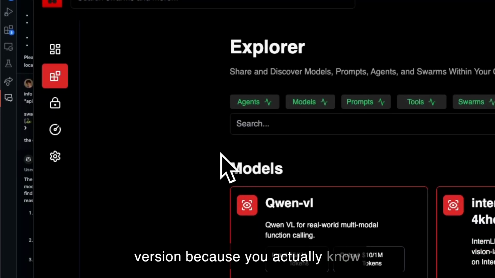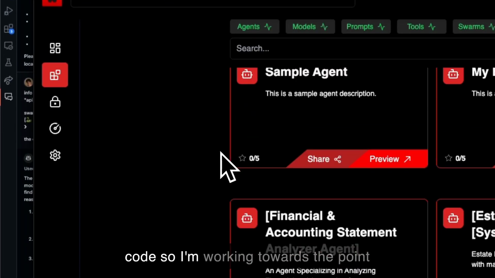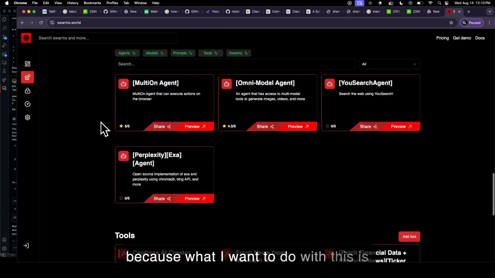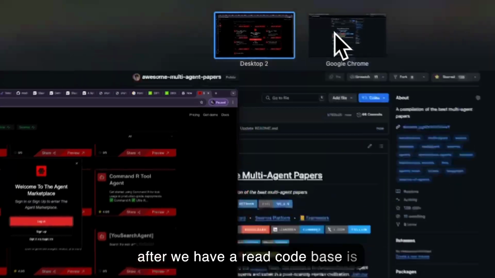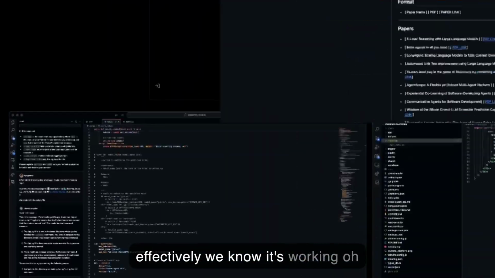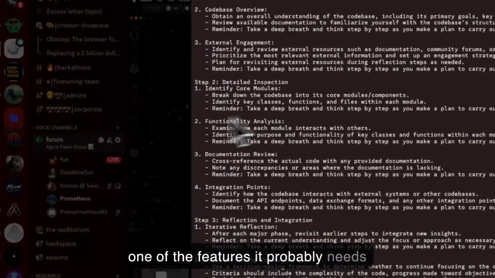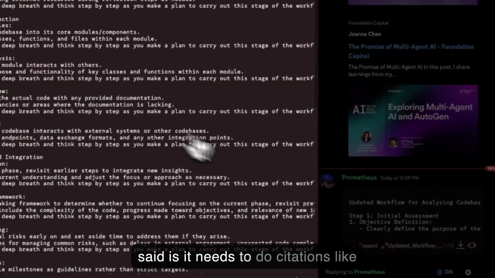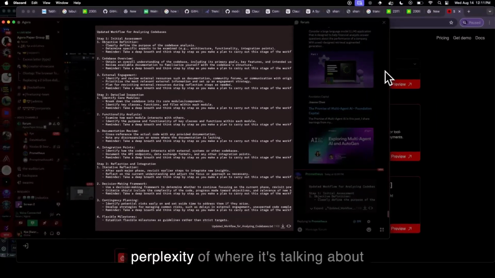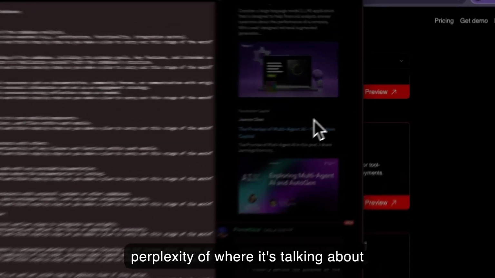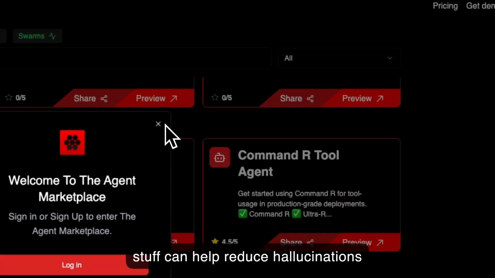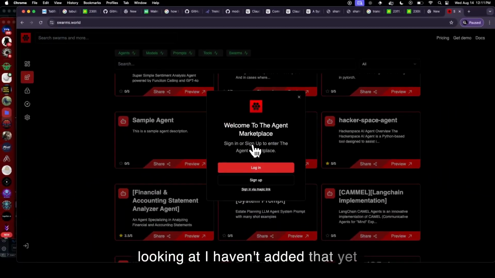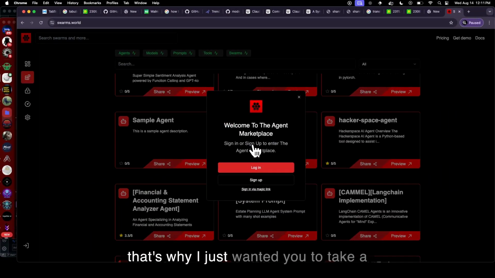Because you actually know code, so I'm working towards the point where I have a tool like this built, because what I want to do with this is after we have it read code bases effectively and we know it's working. One of the features it probably needs that's not in there yet is it needs to do citations like Perplexity of where it's talking about stuff to help reduce hallucinations, so you actually know what it was looking at. I haven't added that yet. That's why I just wanted you to take a look.